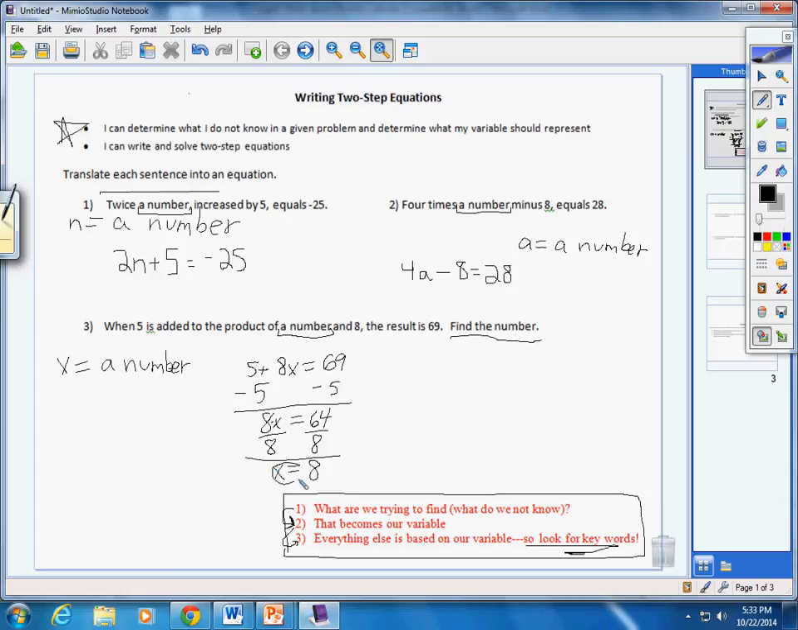Hopefully, you all remember how to check that. Come back to your original equation right here. Plug your 8 back in for x. 5 plus 8 times 8 is 64. So 5 plus 64 equals 69. It checks. Piece of cake.